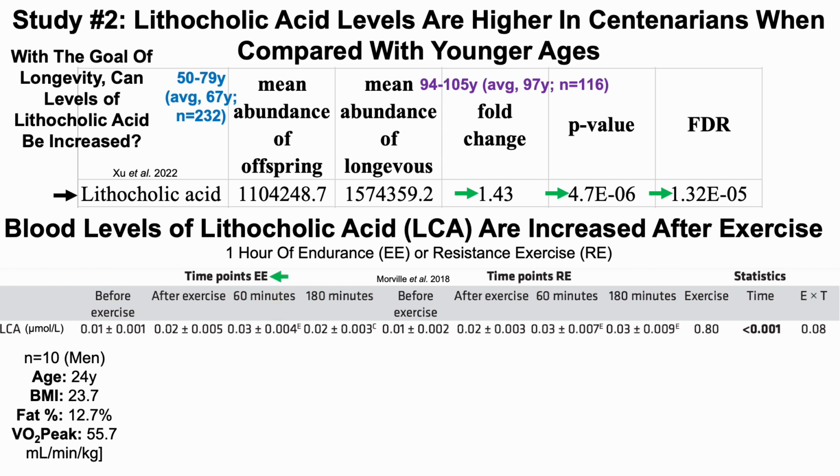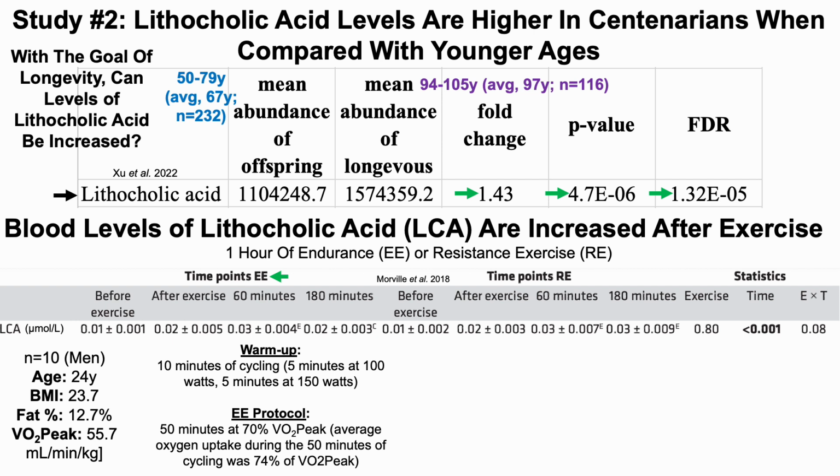All right, so what was the endurance training protocol, for those who are interested in trying to increase their own lithocholic acid levels, or at least reproduce the findings of this study? There was a 10-minute warm-up on the bike, and then it was 50 minutes of biking at 70% of their VO2 peak. So a relatively strenuous 50-minute bike ride, not including the warm-up, but 1 hour of total endurance exercise.